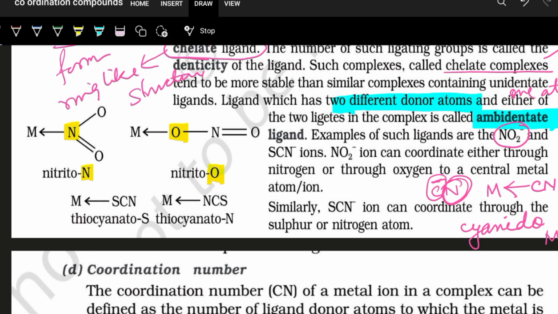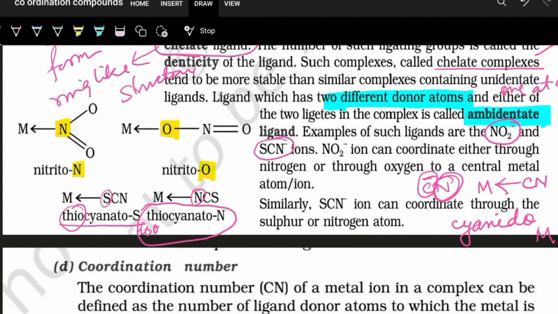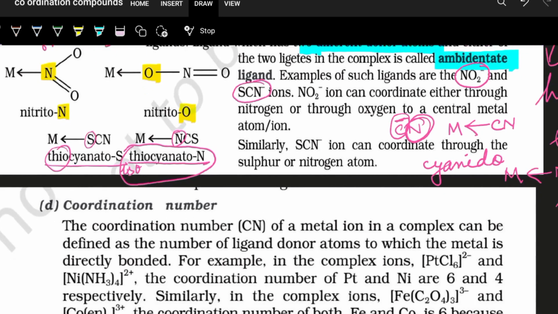And with SCN minus again, the negative charge residing over sulfur will form thiocyanate, and the negative charge residing over nitrogen will form isothiocyanate. Either you can write thiocyanate and isothiocyanate, or you can write thiocyanate S or thiocyanate N in this manner.